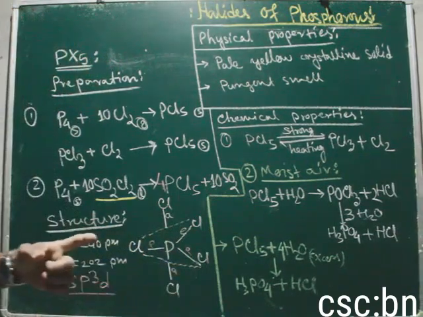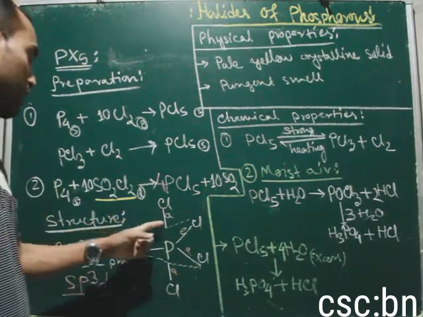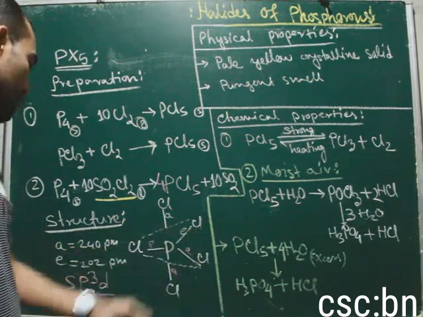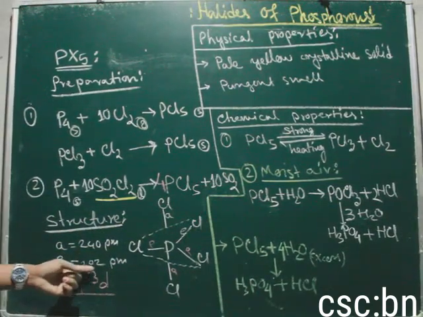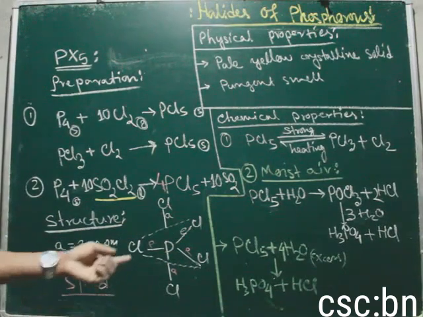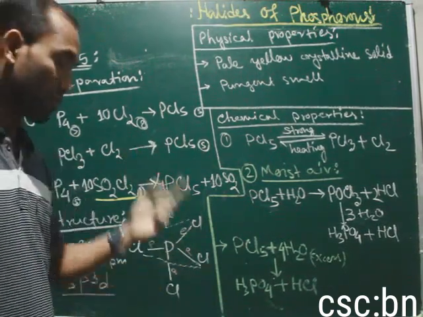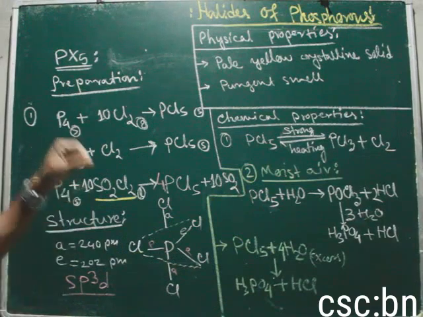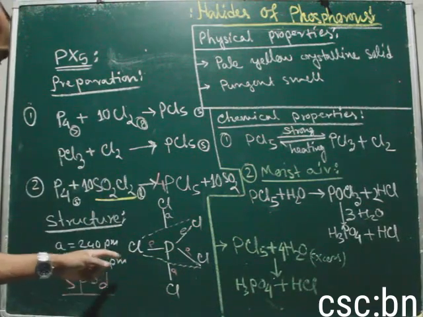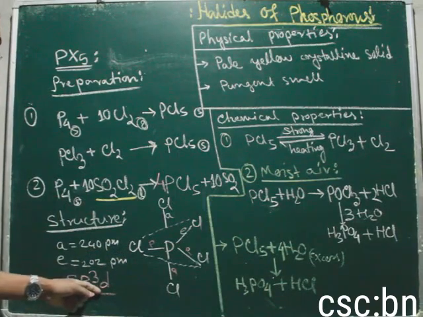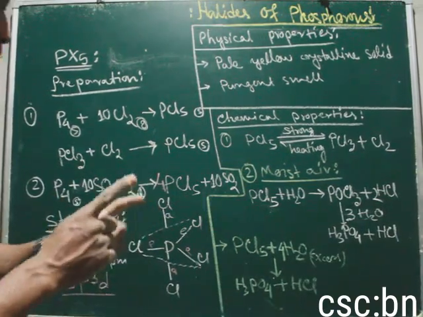We discussed that the axial bonds are longer than the equatorial bonds, that is, axial is equal to 240 picometer, equatorial is equal to 2 picometer. I will give you the link in the description box where we discussed this topic in detail. So here you see sp3d hybridization, and axial bonds are longer than the equatorial bonds.